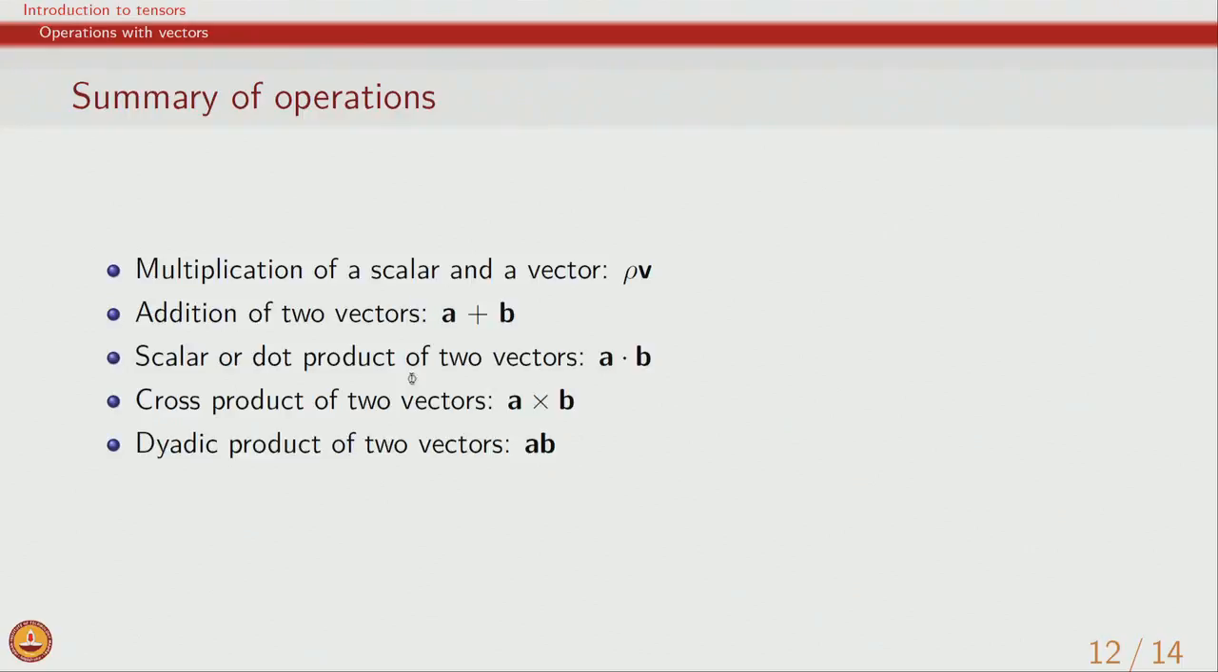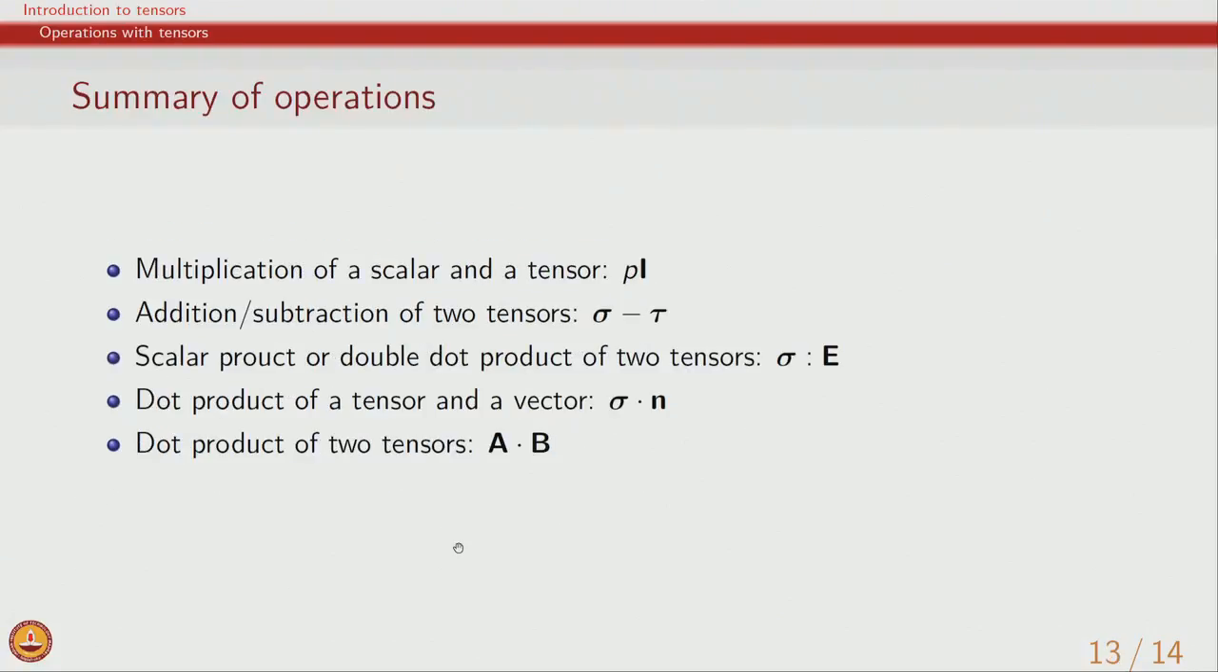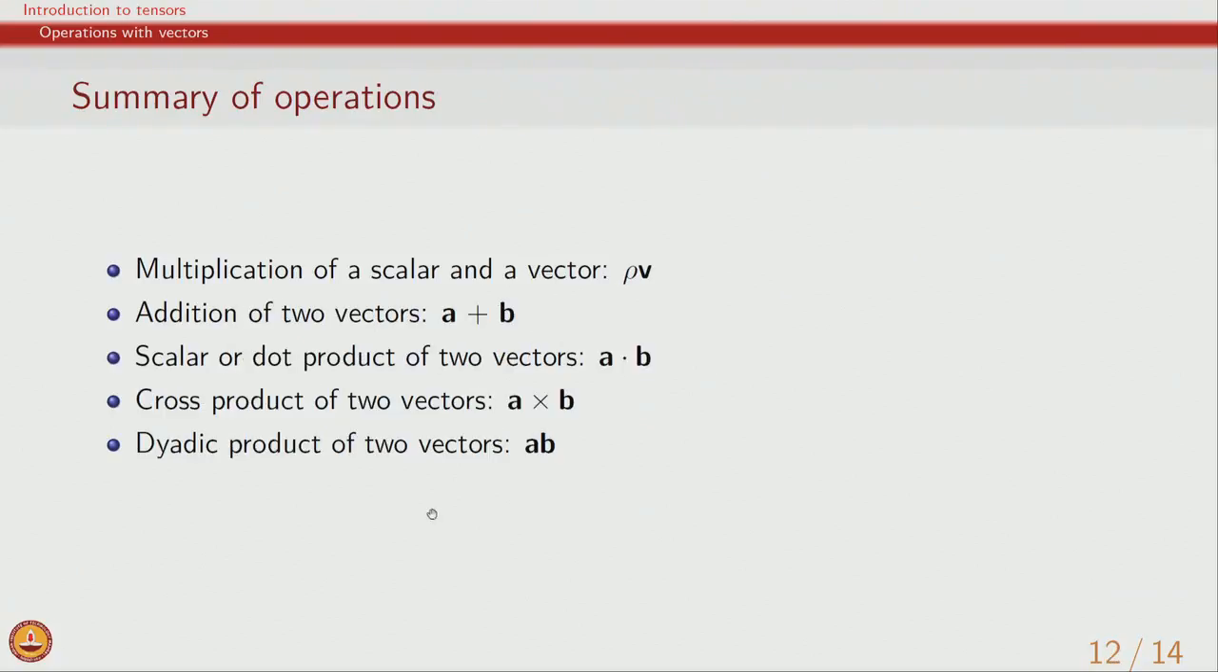We already saw the base vectors, which are specific to a certain coordinate system, and how we use them in index notation, where i and j are the dummy indices. Just to summarize the operations that we had seen: how a dot product or scalar product of two vectors, or the cross product of two vectors, are expressed. Now in today's lecture we will look at how some of these operations are carried out for tensors.